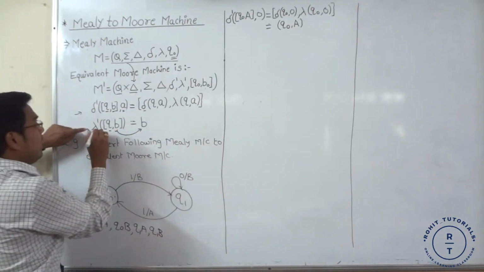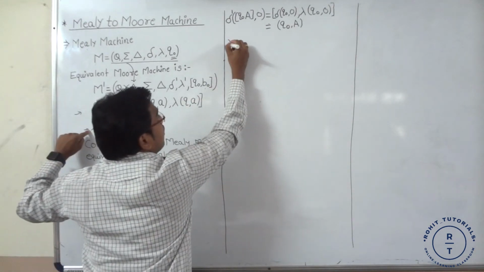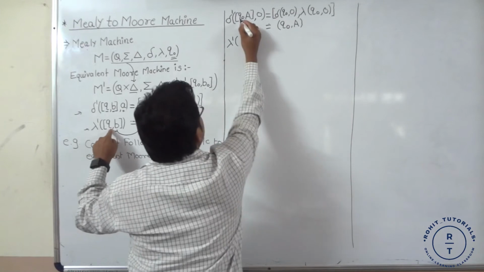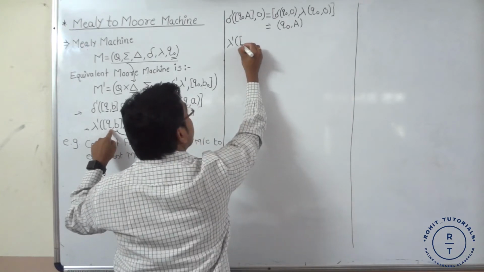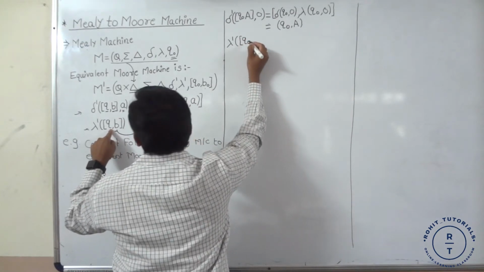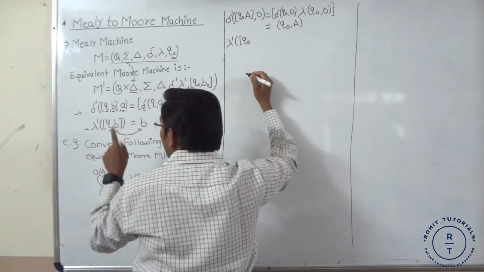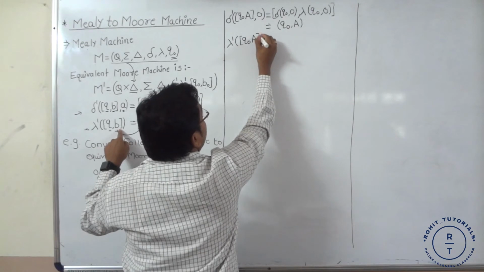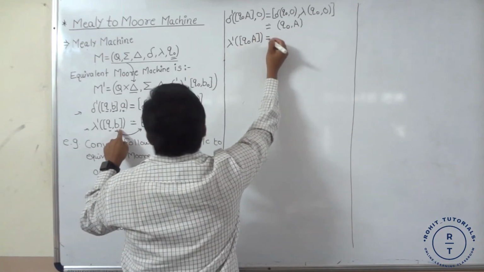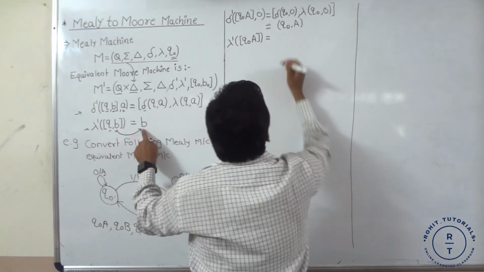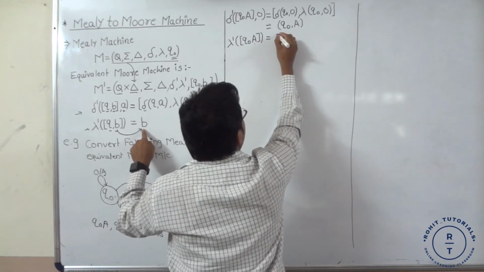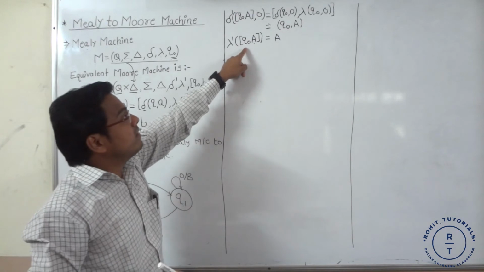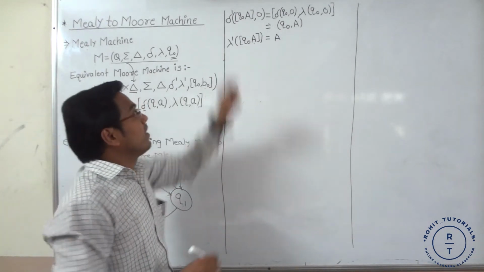Second, lambda dash output function. Here Q is nothing but Q0 and B is nothing but the output symbol, here output symbol is A. We consider this output as it is, so here A is represented. At Q0 state, output is A.